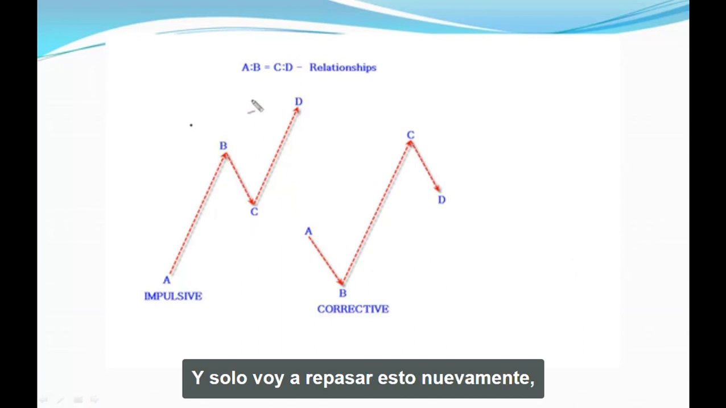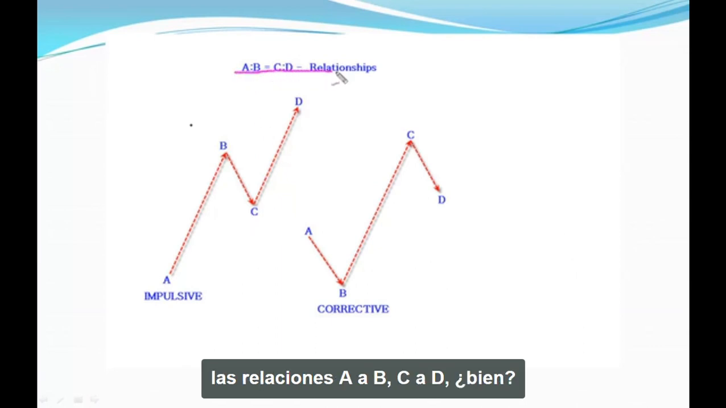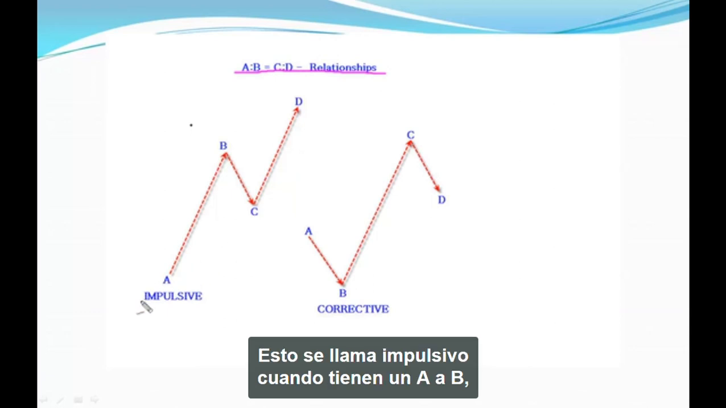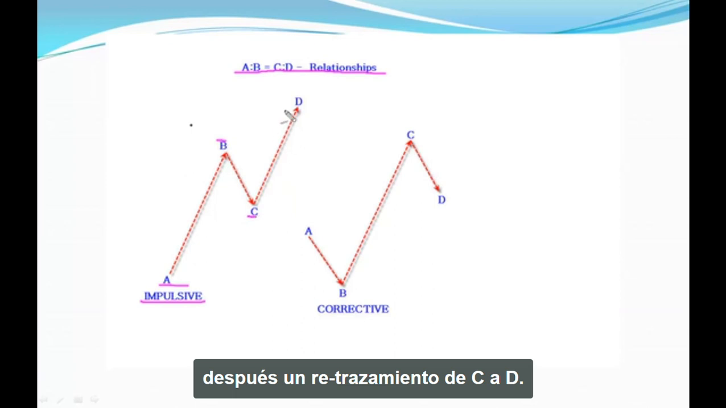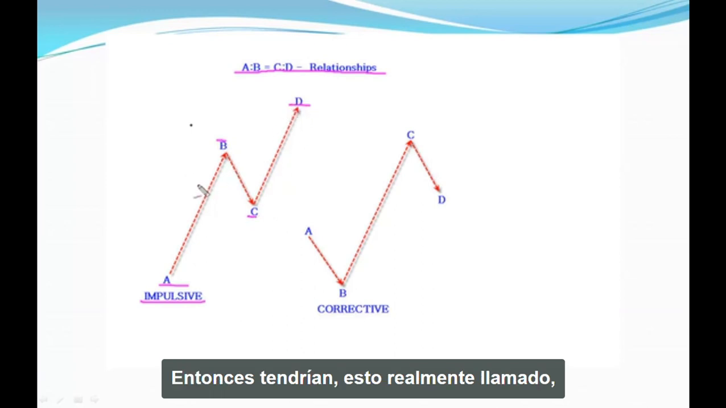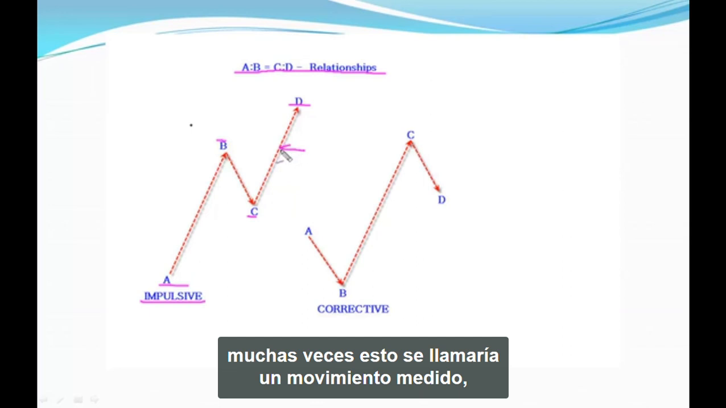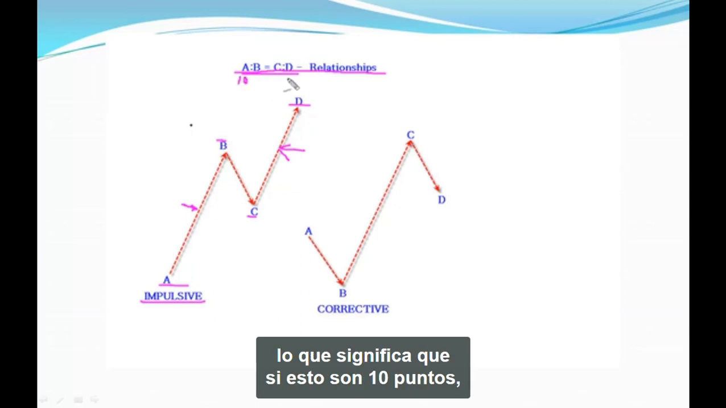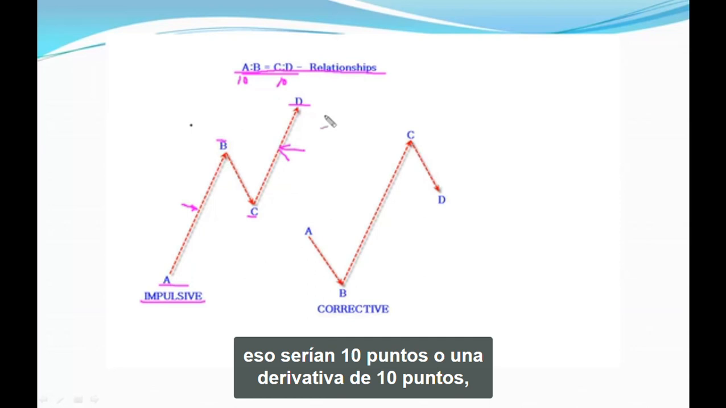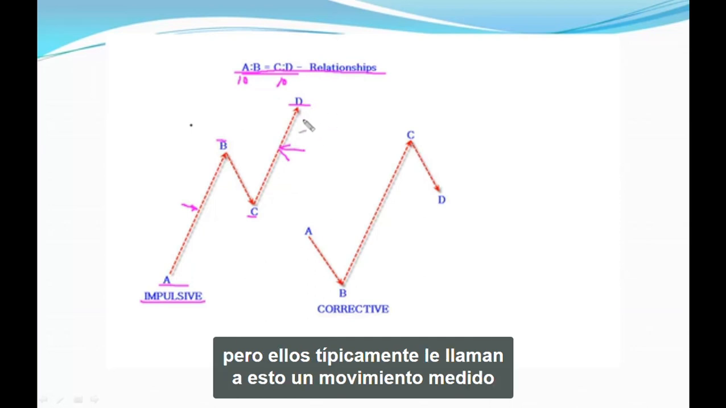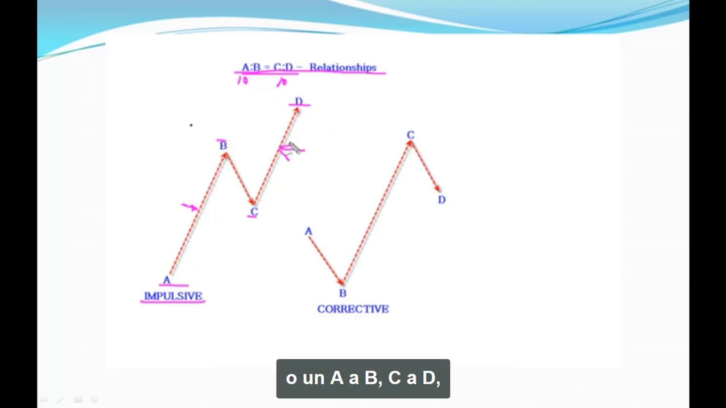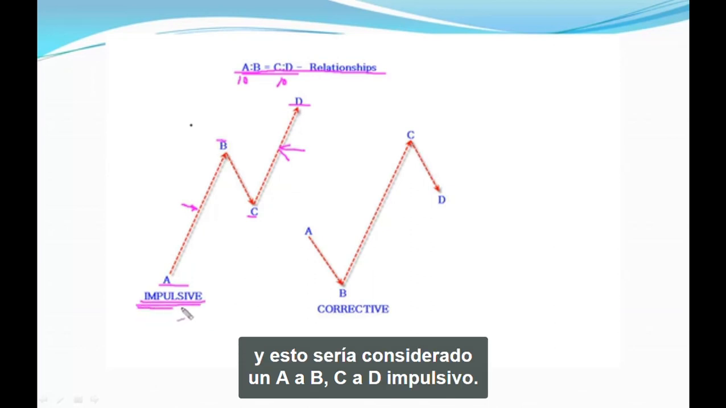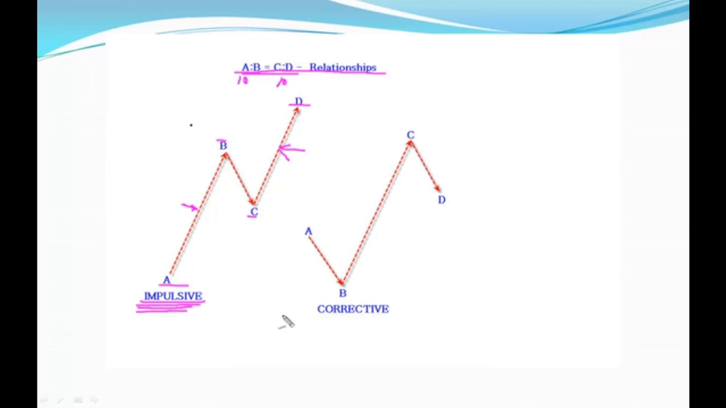I'm just going to go through this again, the A to B, C to D relationships. This is called impulsive when you have an A to B, then a retracement from C to D. Many times this would be called a measured move, where your A to B is equal to C to D right here, meaning that if this is 10 points, that would be 10 points, or a derivative of 10 points. But they typically call this a measured move or an A to B, C to D, and this would be considered an impulsive A to B, C to D.